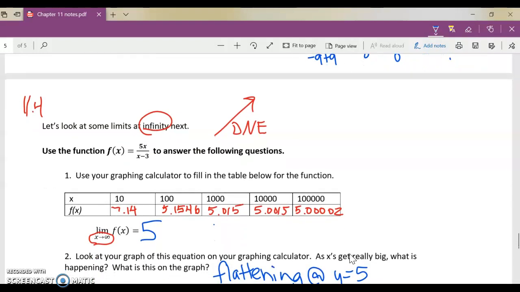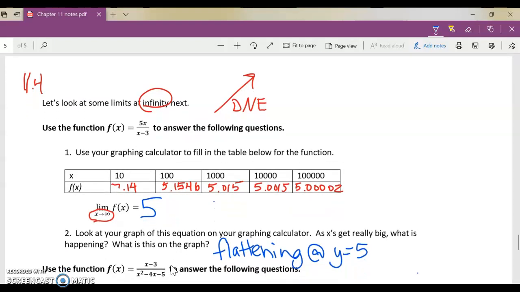It says, look at your graph. We just did this. As the x's get really, really big, what's happening? Our graph was flattening out at y equals 5. I want you to think about what we would call that on the graph. There's a vocab word or a special mathematical term that means our graph flattens out at y equals 5. What do we call that?